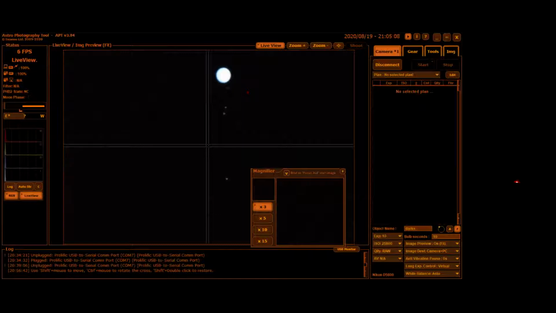All right, now as we mentioned, Saturn is a little bit to the left of Jupiter, so we'll swing over to Saturn and see what we have there.